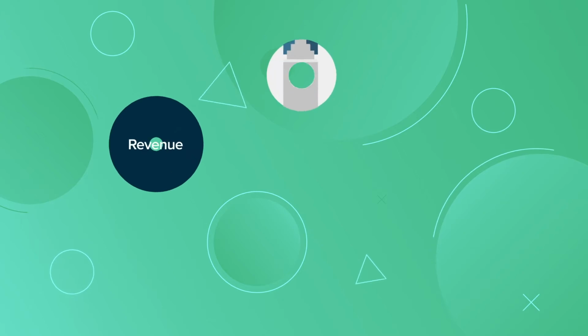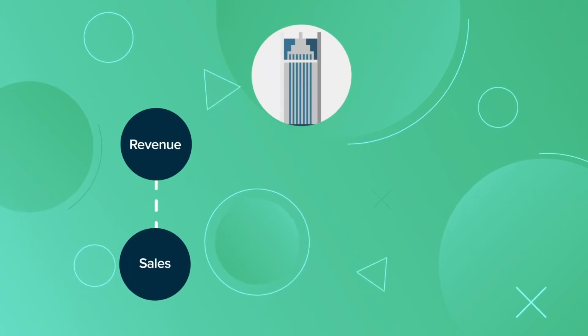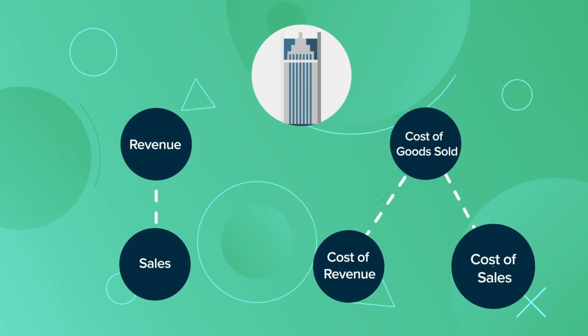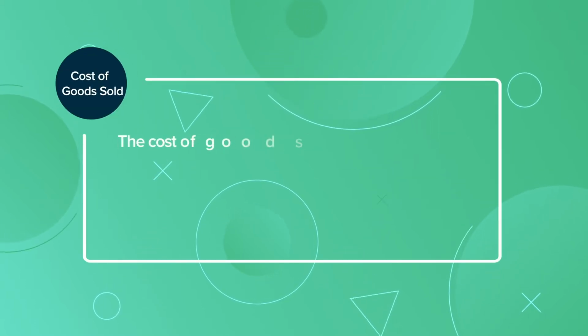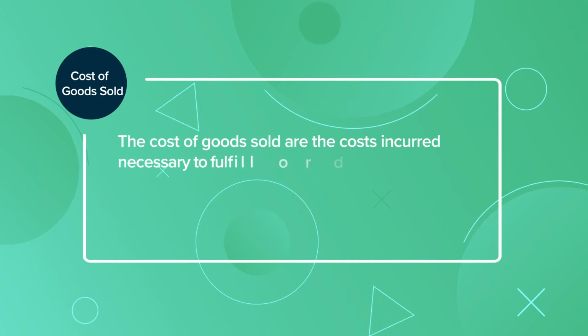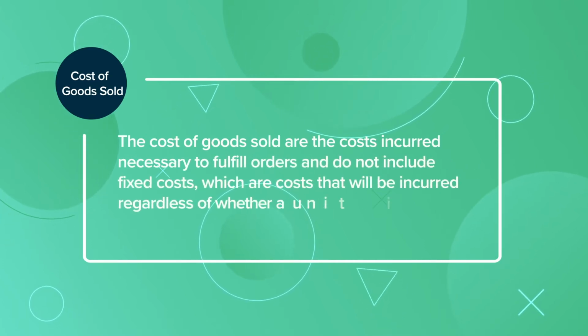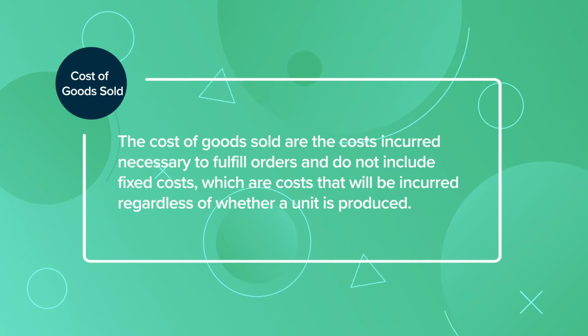Depending on the company, revenue may also be called sales, and the cost of goods sold may also be called cost of revenue or cost of sales. The cost of goods sold are the costs incurred necessary to fulfill orders and do not include fixed costs, which are costs that will be incurred regardless of whether a unit is produced.